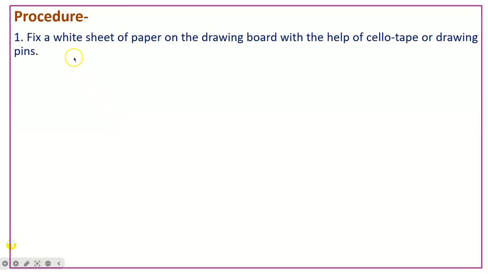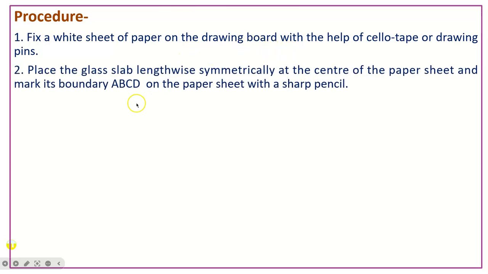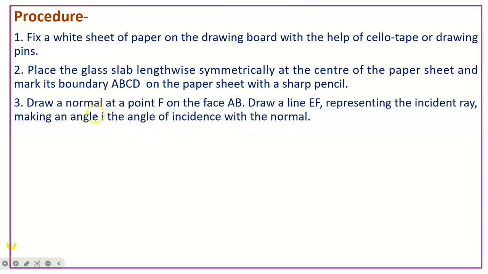Procedure: fix a white sheet of paper on the drawing board with the help of cello tape or drawing pins. Place the glass slab lengthwise symmetrically at the center of the paper sheet and mark its boundary ABCD on the paper sheet with a sharp pencil. Draw a normal at a point F on the face AB. Draw a line EF representing the incident ray, making an angle i, the angle of incidence, with the normal.